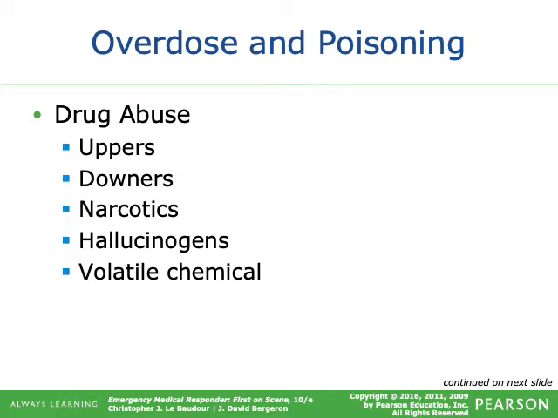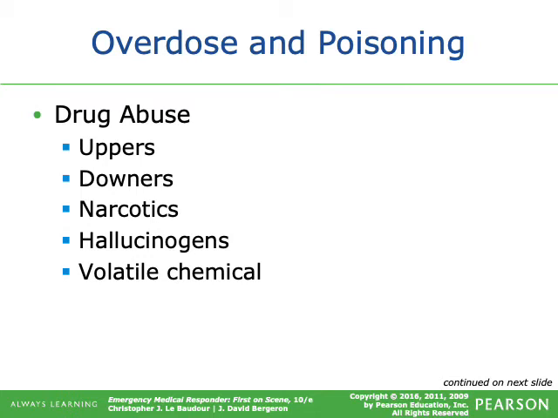Alright, drug abuse. This is going to include uppers, downers, narcotics, hallucinogens, or volatile chemicals. Alright, so uppers are stimulants that affect the nervous system to excite the user. Downers are depressants meant to affect the central nervous system to relax the user. Narcotics affect the nervous system and change many of the normal activities of the body. Hallucinogens or mind-altering drugs act on the nervous system to produce an intense state of excitement or distortion of the user's surroundings. Volatile chemicals give an initial rush but then depress the central nervous system.